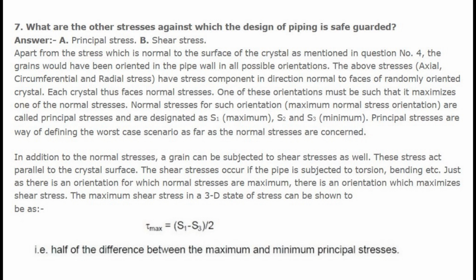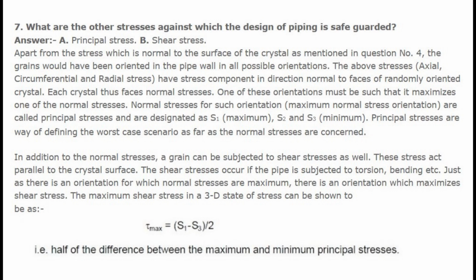One of these orientations must be such that it maximizes one of the normal stresses. Normal stresses for such orientation, maximum normal stress orientation, are called principal stresses and are designated as S1, maximum, S2, and S3, minimum. Principal stresses are a way of defining the worst-case scenario as far as the normal stresses are concerned.